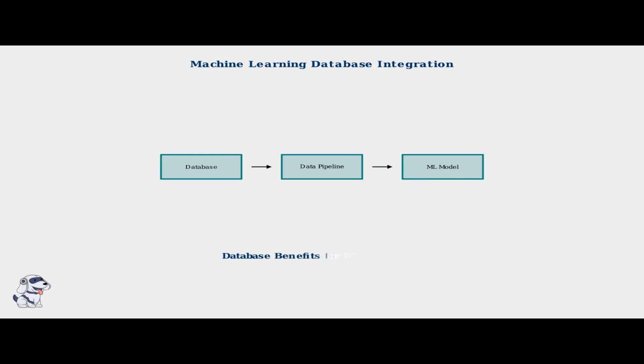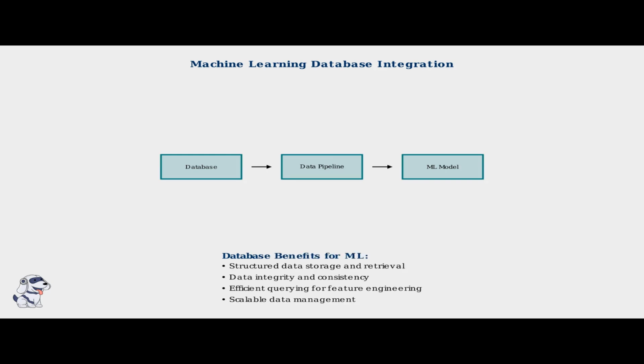Machine learning applications represent the cutting edge of database utilization. This pipeline shows how databases feed clean, structured data into machine learning models. Recommendation systems, for example, use relational databases to store user preferences, product catalogs, and interaction histories.